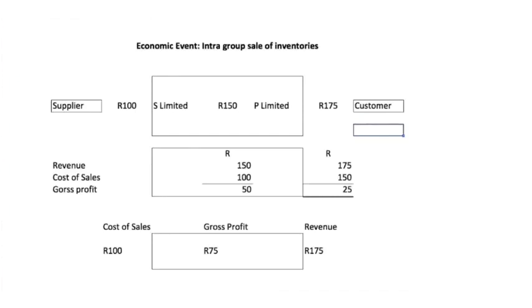In this video, we consider the intergroup sale of inventories. To set up the economic event before going into some scenarios to work out the consolidation journals, let's have a look at the following. A supplier, an external third party to the group, sells inventory to S Limited, the subsidiary in our instance, for R100.